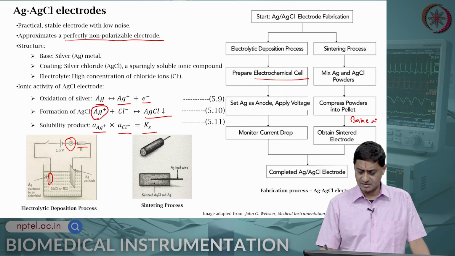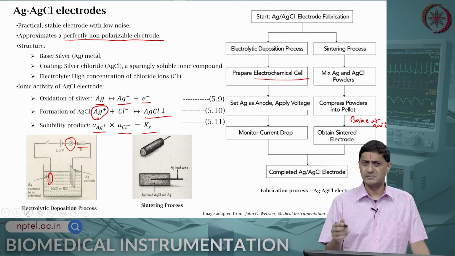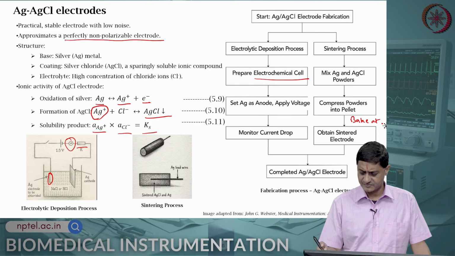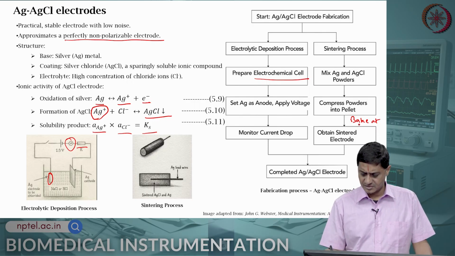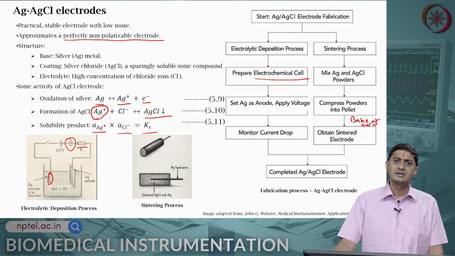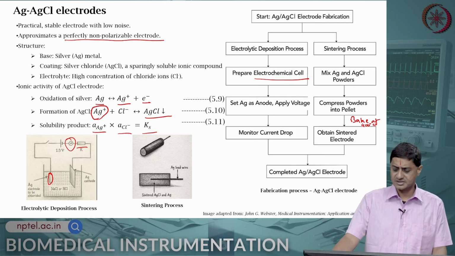Bake this at 400 degrees Celsius. I might be wrong about the temperature, but do check. I think it's 400 degrees Celsius. Bake at 400 degrees Celsius. And after that, let it cool, then you have the sintered electrode. This is the other process.